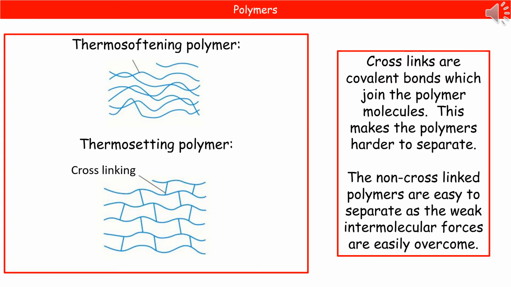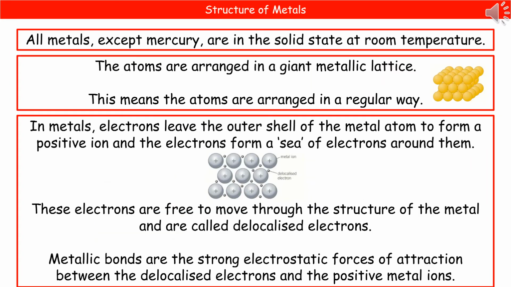We've got two types of polymer we need to know about. Thermo-softening polymers, which are just these little lines representing our polymer chains on the left, and the thermosetting polymer, where they're joined by these cross-links. So cross-links are covalent bonds which join those polymer molecules, and that makes them harder to separate. The non-cross-linked polymers are easy to separate as they've only got weak intermolecular forces which are easily overcome.